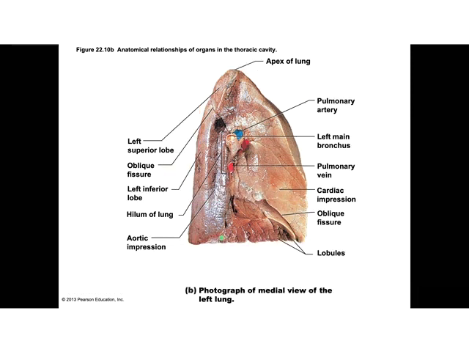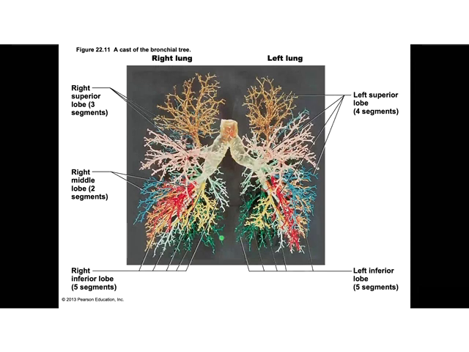See the pulmonary arteries and veins and the bronchi going in and out, right? And you can see the lobes of the lung as well, okay? And there is the bronchial tree.